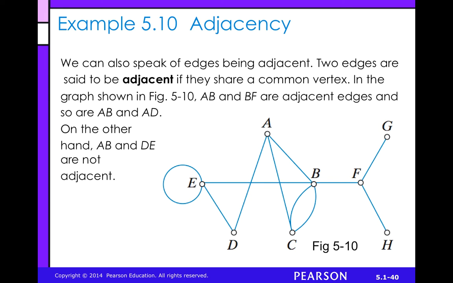We can also speak of edges being adjacent, and the idea is the same. This edge right here from E to D, that's adjacent to the edge between A and D, from E to E, and from E to B. So an edge is adjacent to another one if they share a vertex, or if they literally just are adjacent, right? However you want to think about it.